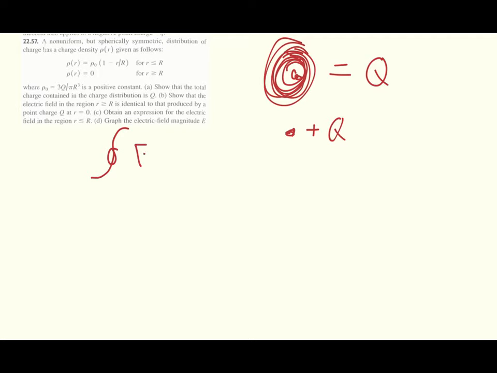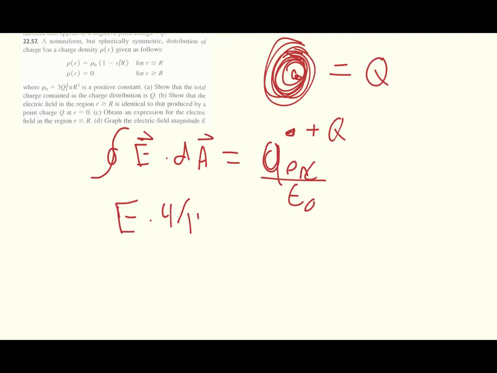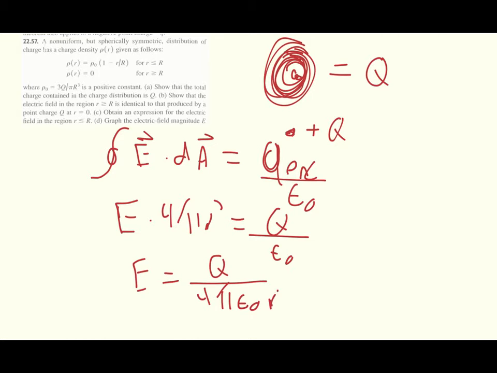Again, the integral of E dot dA equals Q enclosed over epsilon naught. I'm just going to write it right in there. Remember, it's spherically symmetrical, so E times 4 pi r squared equals capital Q over epsilon naught. The electric field simplifies to Q over 4 pi epsilon naught r squared. And that's just the kQ over r squared that we're all used to. It's the same thing as the point charge. There's no difference.